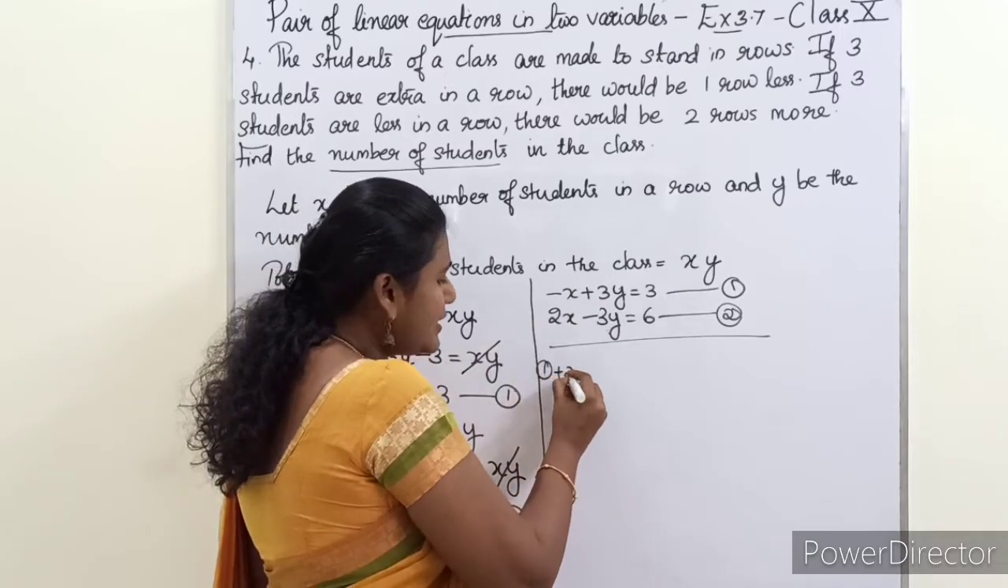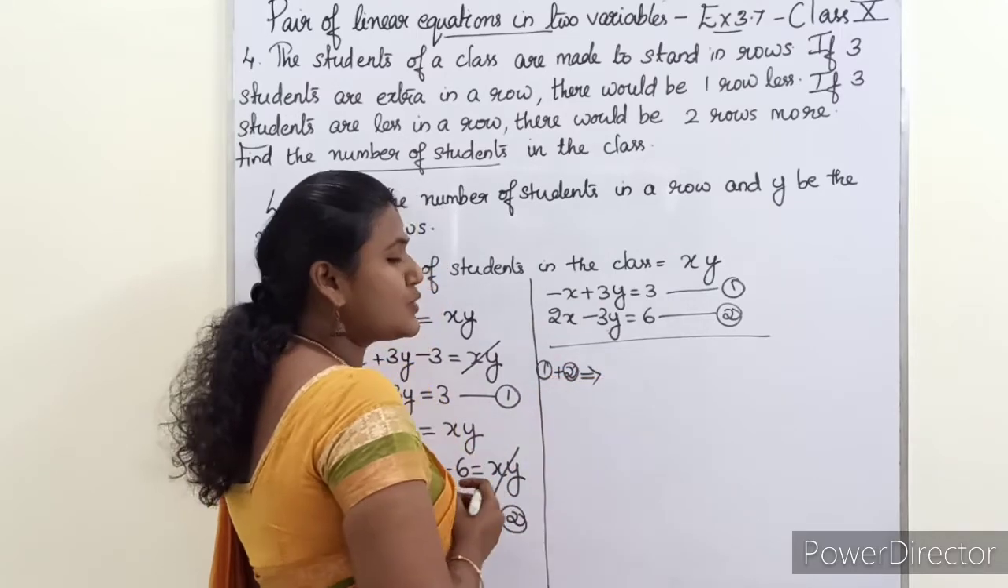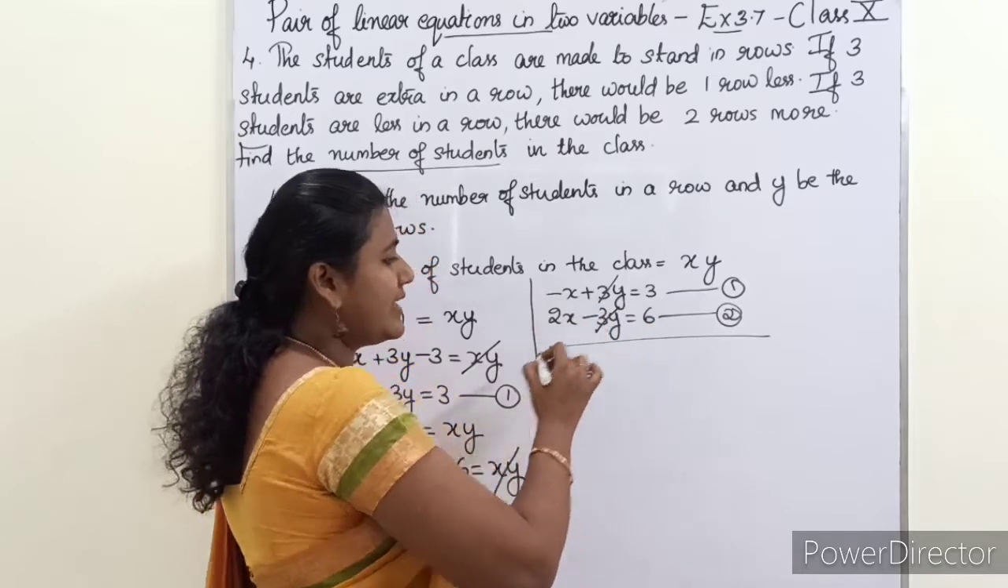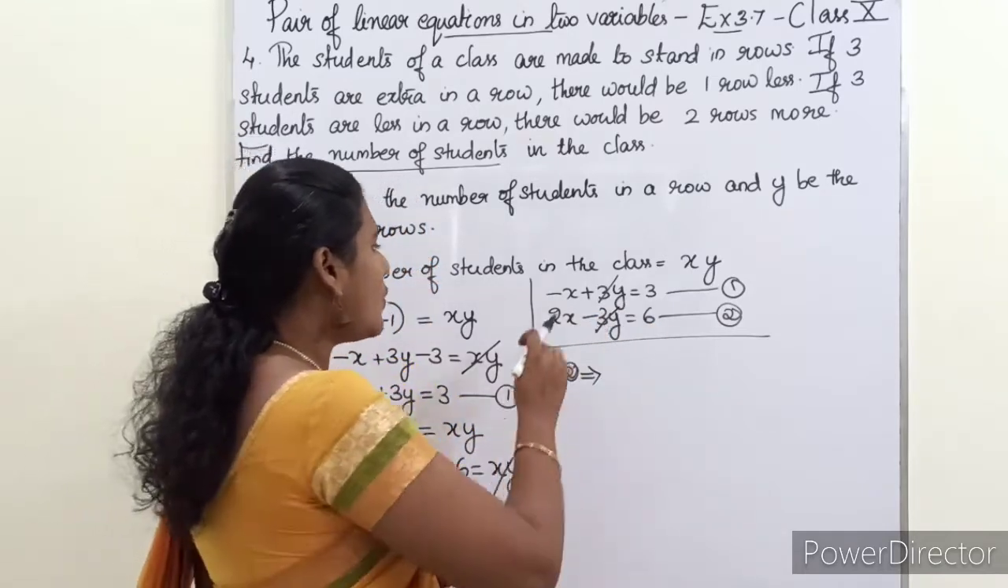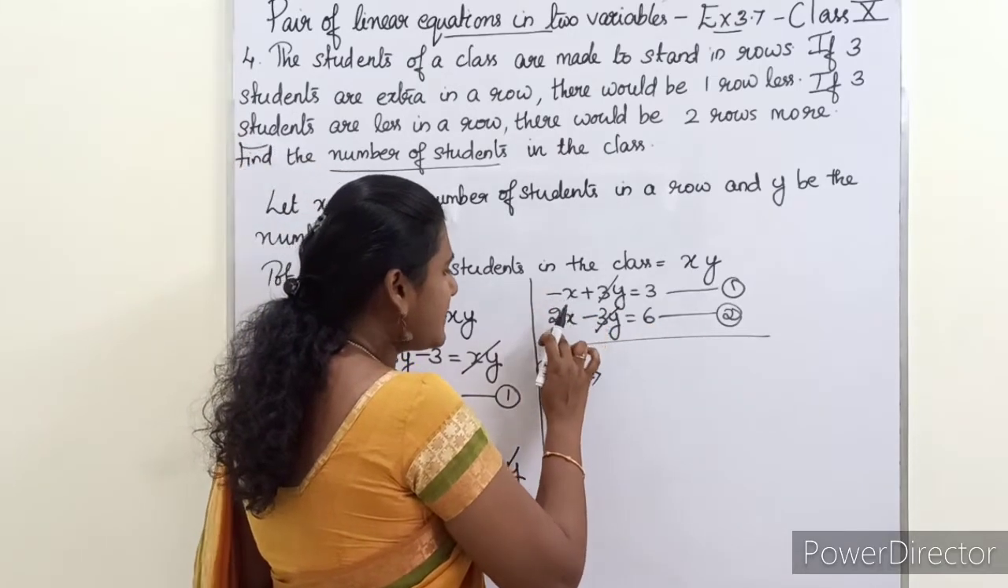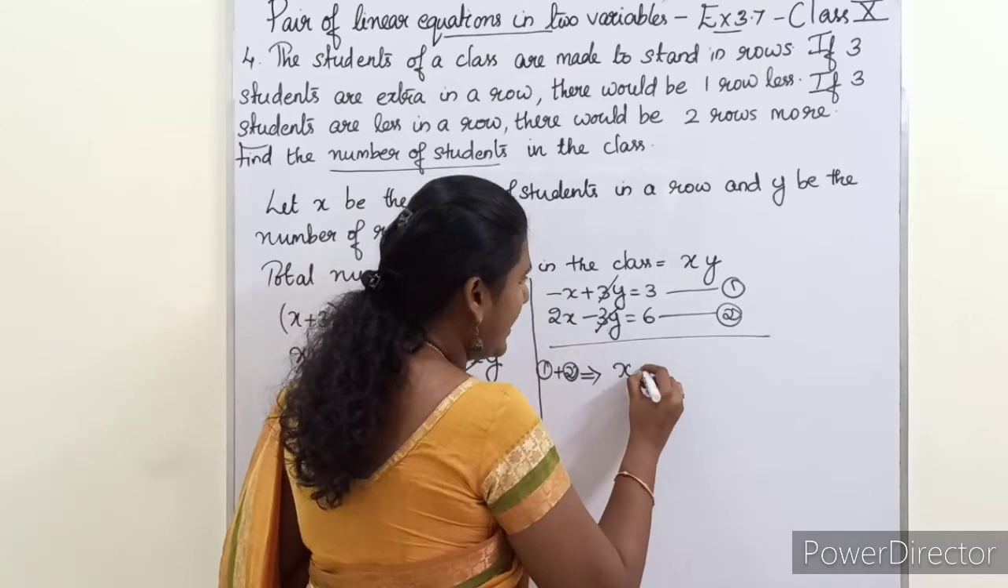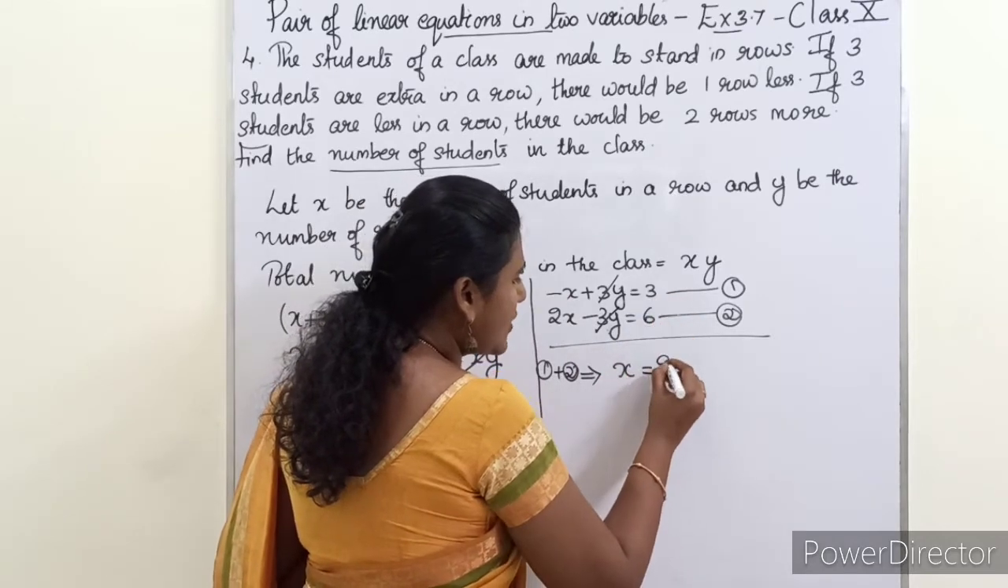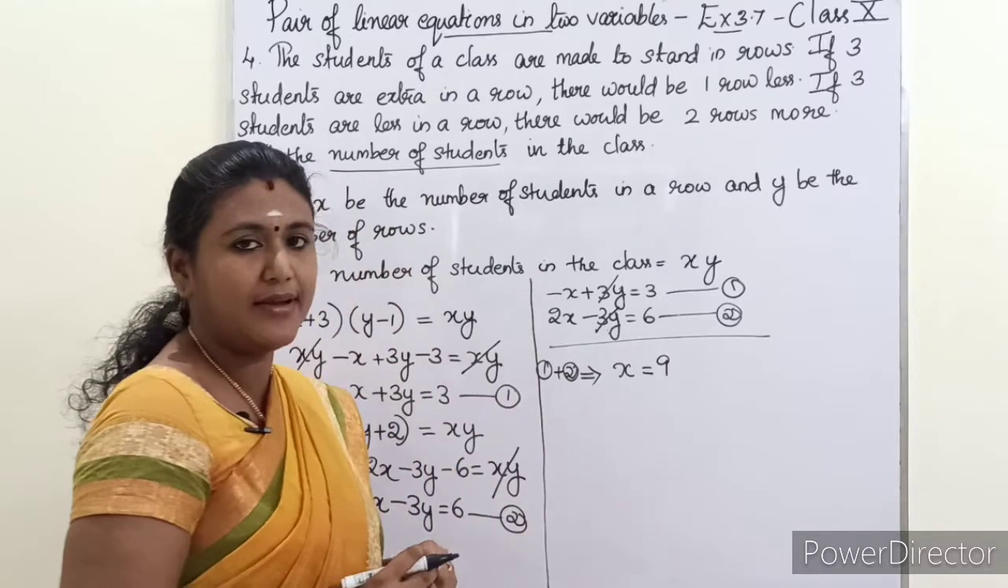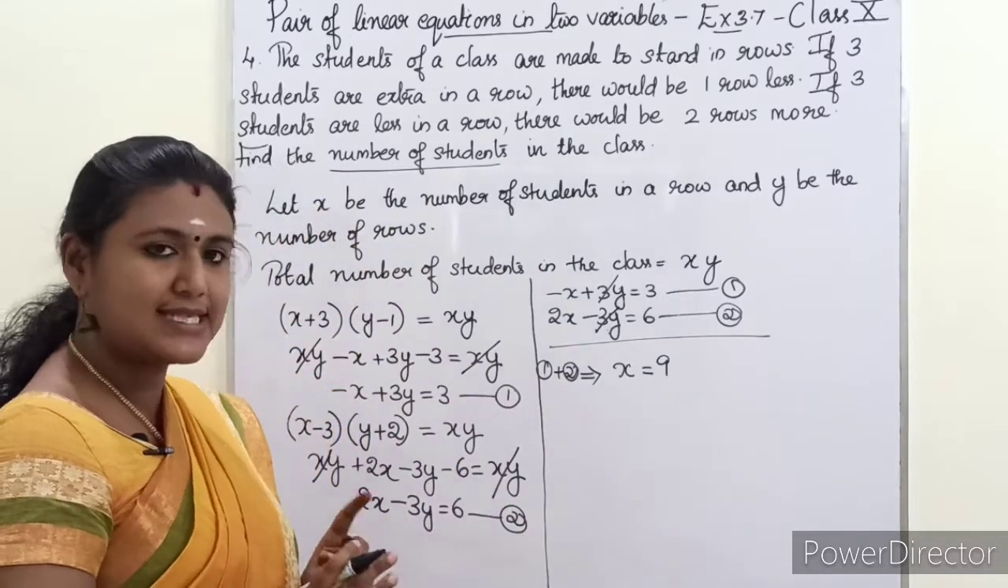We will add these two equations. If you add these two equations, this y term will get cancelled. Okay, so what is remaining here? Minus x plus 2x is equal to x. 6 plus 3 is equal to 9. So we got the value of x as 9.